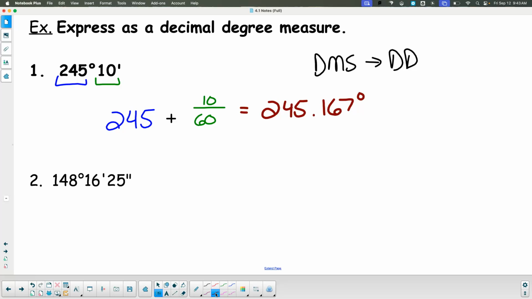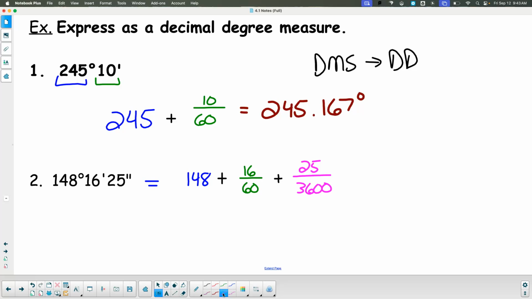Okay? So, let's try 148 degrees, 16 minutes, and 25 seconds. So that's going to be 148 plus 16 over 60 plus 25 over 3,600. Because I got to get them all in degrees.